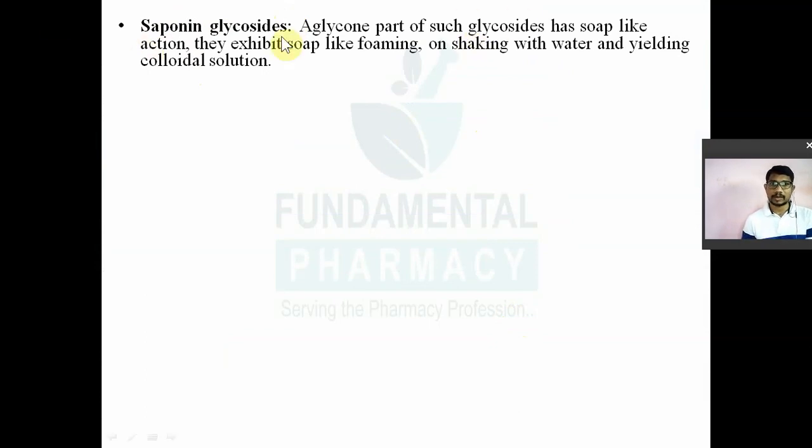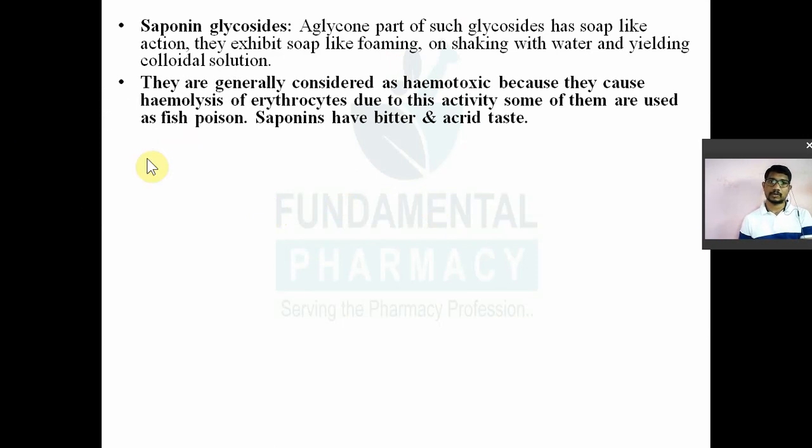The aglycon part of such glycosides has a soap-like action. They exhibit soap-like foaming. Say if you take a saponin glycoside and shake with water, you will get a foam. That's why they are known as saponins: they form a foam on shaking with water and yield a colloidal solution. If you try to dissolve this saponin glycoside in water, you will get a colloidal solution.